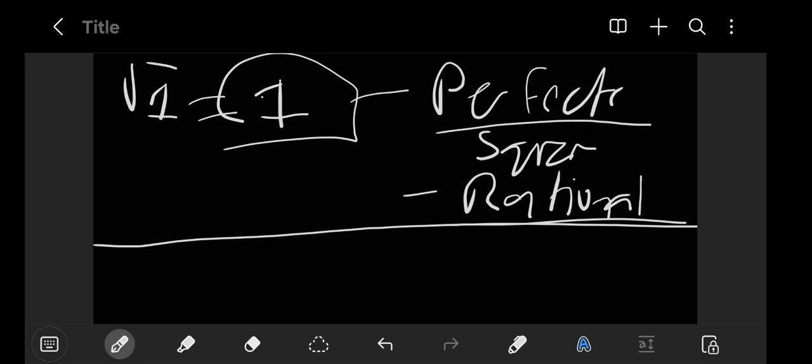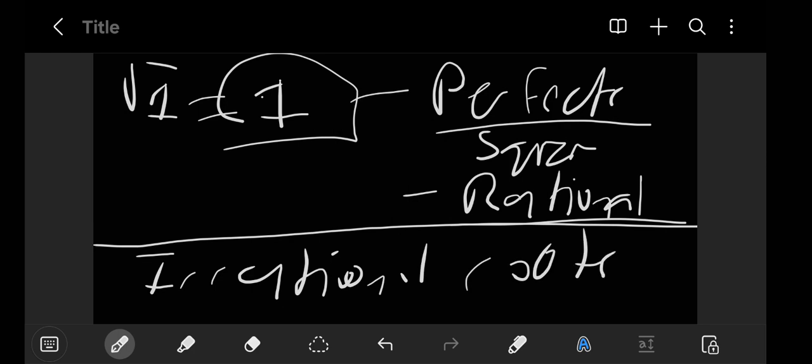Then irrational roots are not perfect squares. So let's say we had a discriminant like -7. Is -7 considered a perfect square? No. It's not considered a perfect square, right? So that would be an example of -7.